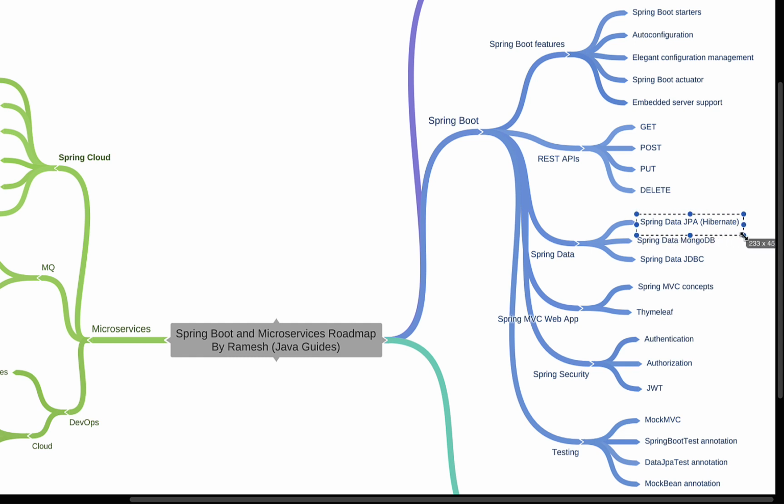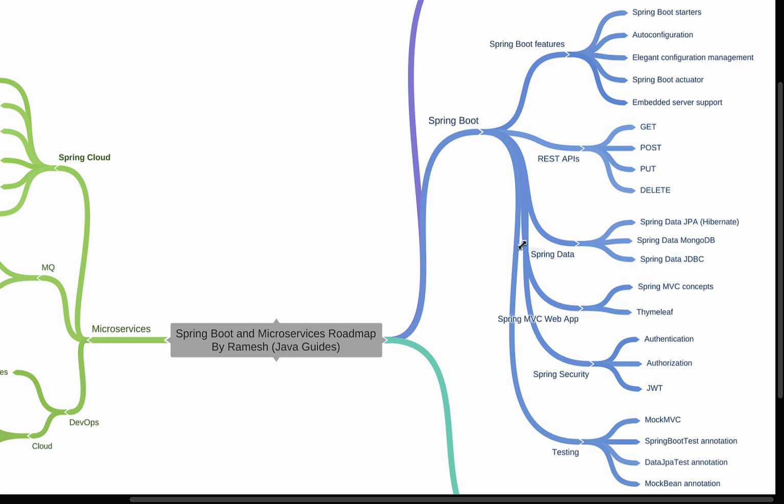If you want to use relational databases like MySQL, Oracle, or PostgreSQL, then you can use Spring Data JPA in your Spring Boot application to communicate with relational databases. Spring Data JPA internally uses Hibernate as a JPA provider. And Spring Data MongoDB: if you want to use MongoDB as a NoSQL database in your Spring Boot application, use the Spring Data MongoDB module. And Spring Data JDBC: if you want to use JDBC in a DAO layer or the repository layer, then you can use Spring Data JDBC.